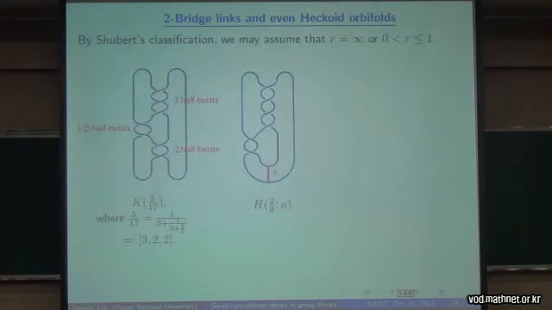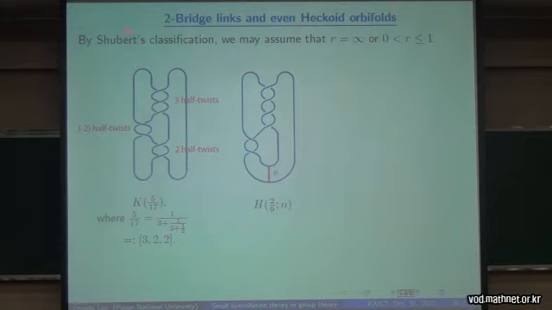Before talking about the results, let me talk about the geometric interpretations of two-bridge link groups and the even Heckoid groups. Two-bridge link groups are just fundamental groups of two-bridge link complements in the 3-sphere. And the even Heckoid groups are the fundamental groups of even Heckoid orbifolds. A two-bridge link complement in the 3-sphere is a manifold, but an even Heckoid orbifold is just an orbifold, not a manifold. Both of these are 3-dimensional, so a 3-dimensional manifold and a 3-dimensional orbifold.